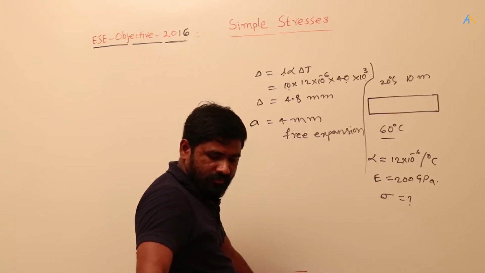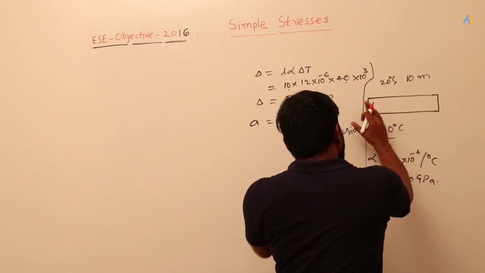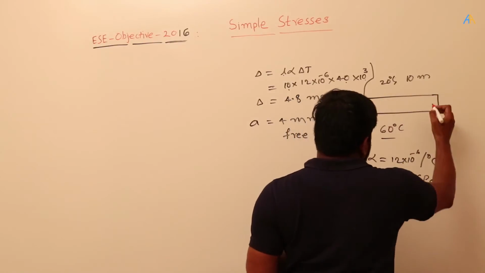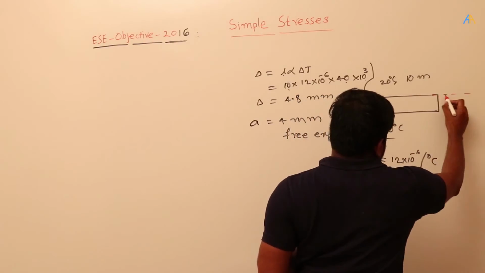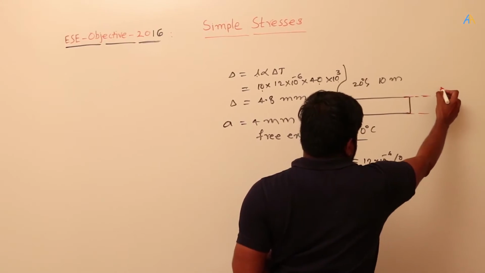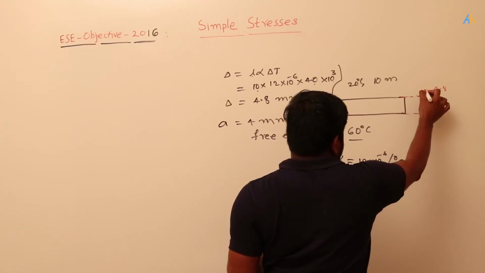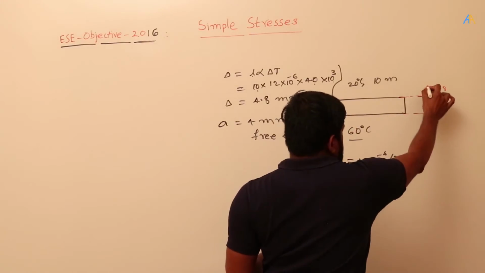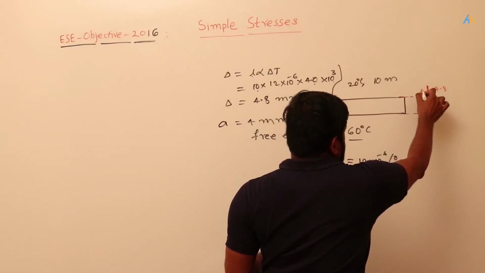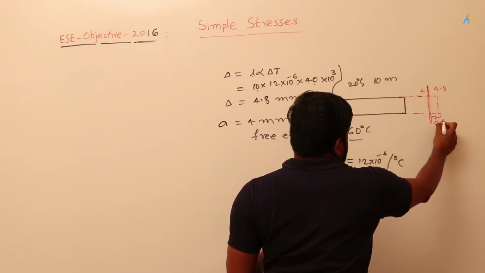So what is happening in this case? The body is expanding on both sides, but for the sake of understanding, I will say that it is expanding only on one side. Without any restriction, it is expanding up to 4.8. But only up to 4 I allowed, and after that I kept some restriction. So this much is not allowed. I kept the restriction.